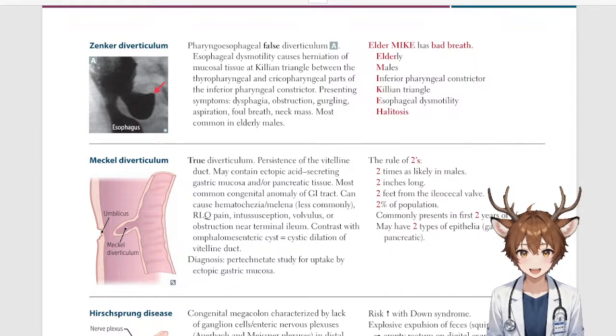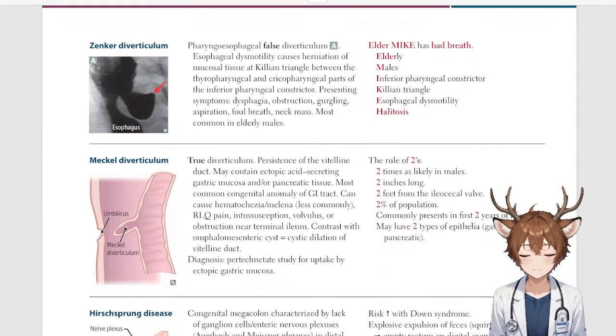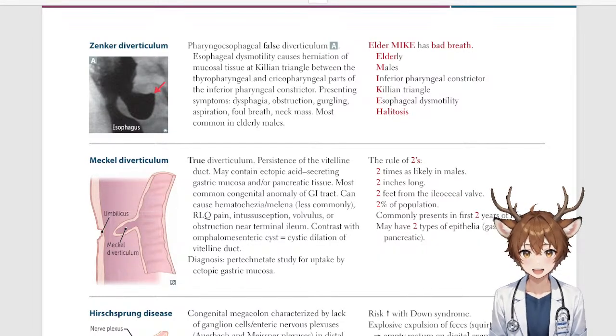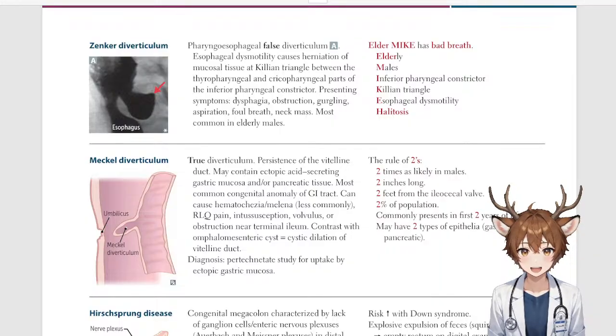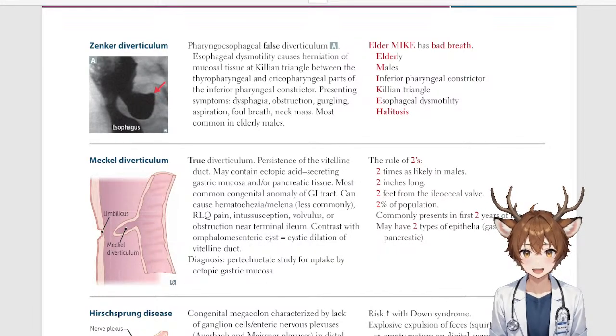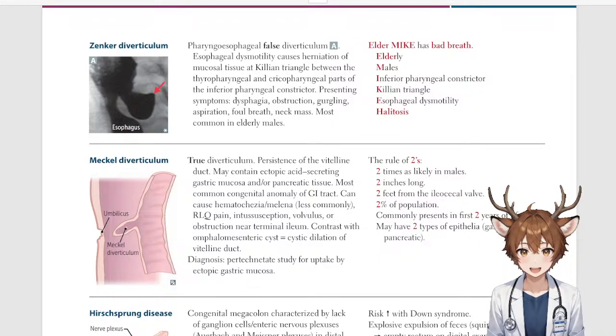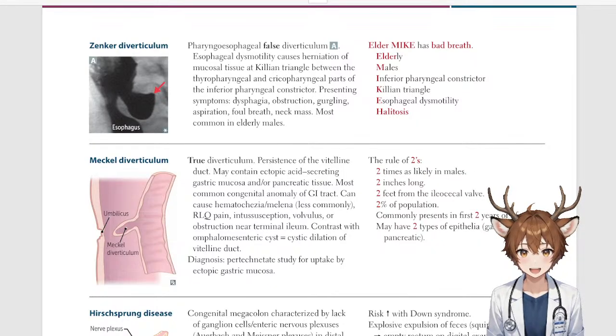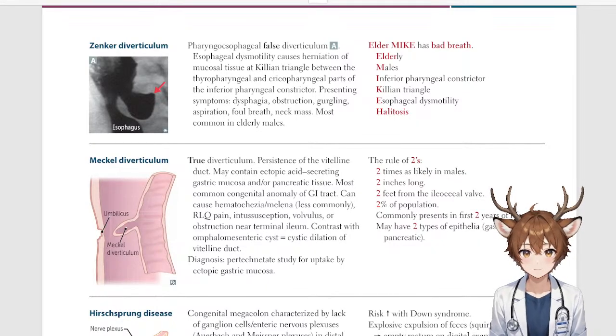Diagnosis would be the 99mTc pertechnetate scan, also called the Meckel scan, for uptake by heterotopic gastric mucosa. The rule of twos: 2 times as likely in males, 2 inches long, 2 feet from the ileocecal valve, 2% of the population, commonly presents in the first 2 years of life, and may have 2 types of epithelia, gastric and pancreatic.